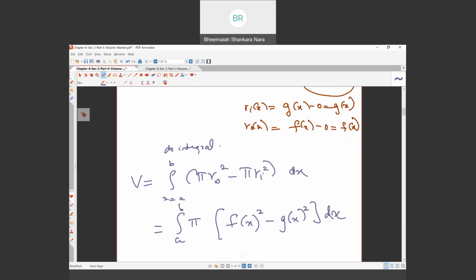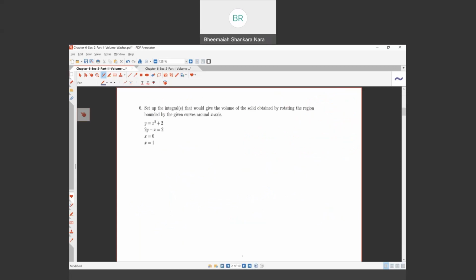Set up an integral that would give the volume of the solid obtained by rotating the region bounded by the given curves around x-axis. Let's change this as y-axis. So you will see a dy integral in the problem. And let me also change this curves a little bit. Let me do the calculations for x squared plus 1 and x equal to 0, x equal to 2. And let's consider this line to be y equal to 0.